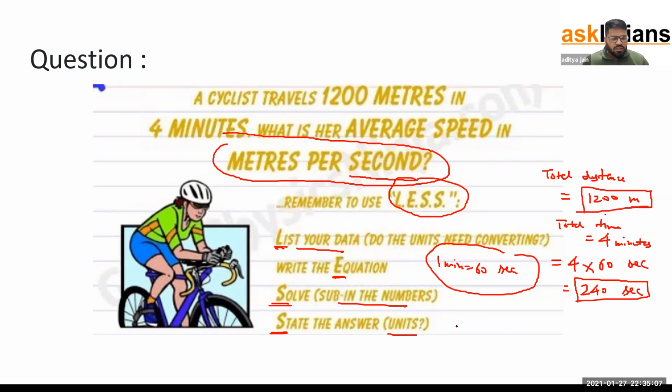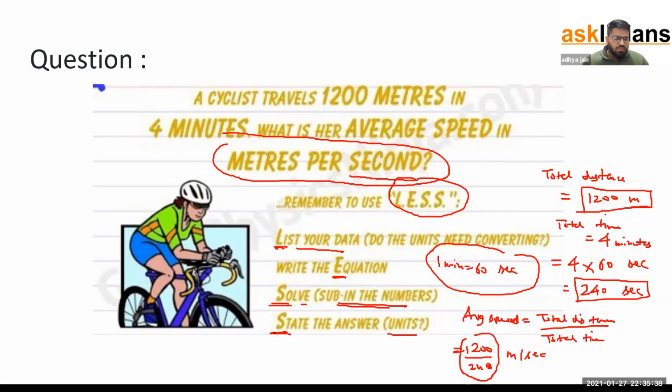So now we have the total time in seconds and the total distance in meters. Can't we calculate the average speed now? Second step, write the equation. The equation is average speed equals total distance traveled divided by total time taken. So simply apply this formula. What is the total distance? 1200 meters. What is the total time? 240 seconds. You just need to solve this and you will get your answer in meter per second. So we have used the third step: solve, substitute the numbers.